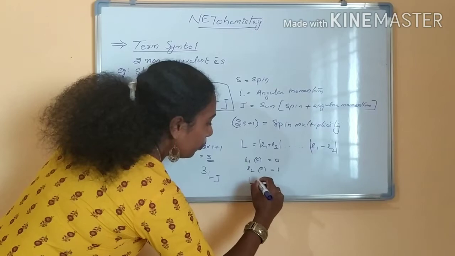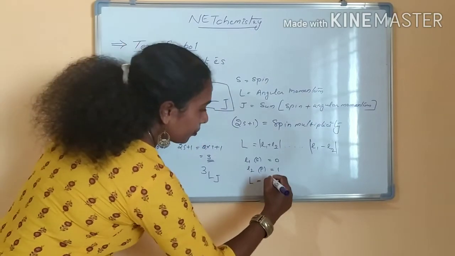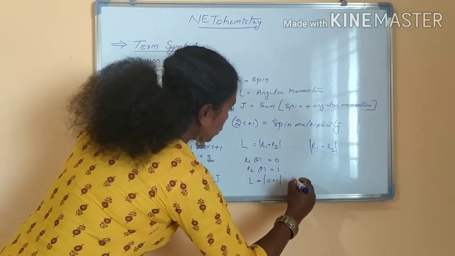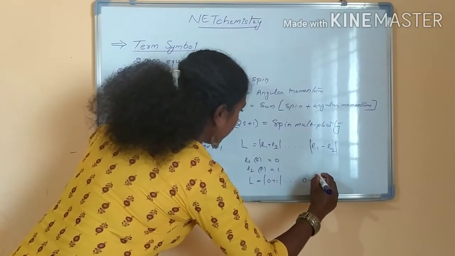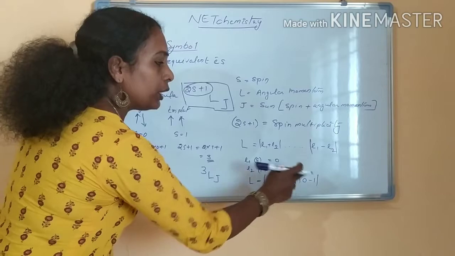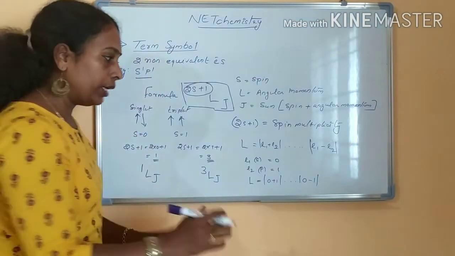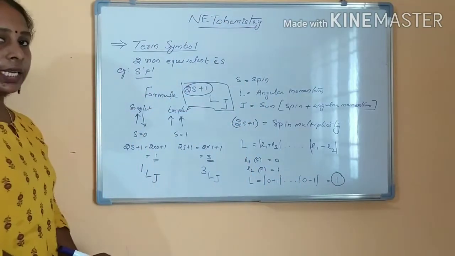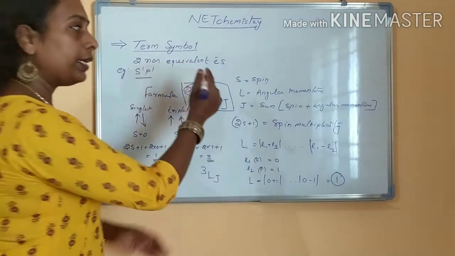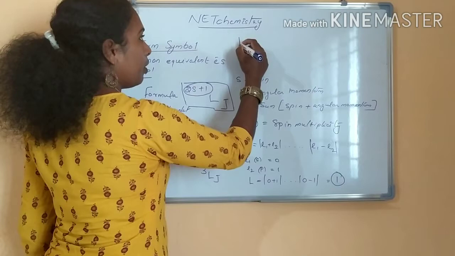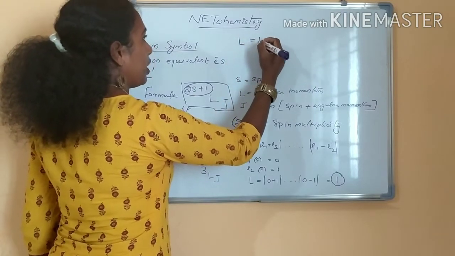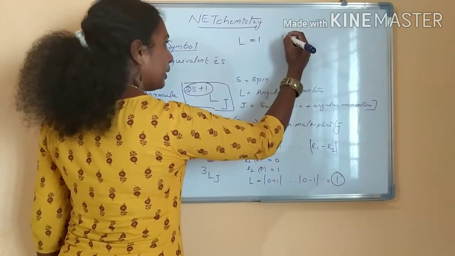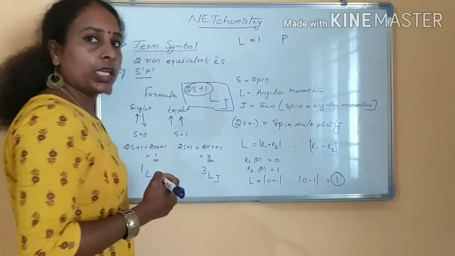So we will calculate L. L equal to 0 plus 1 to 0 minus 1, right? 1 to 1, you will be getting 1. Only 1 you are getting. So I am writing it here. L equal to 1. You got L equal to 1. What is L equal to 1? L equal to 1 is nothing but it represents the P, right?